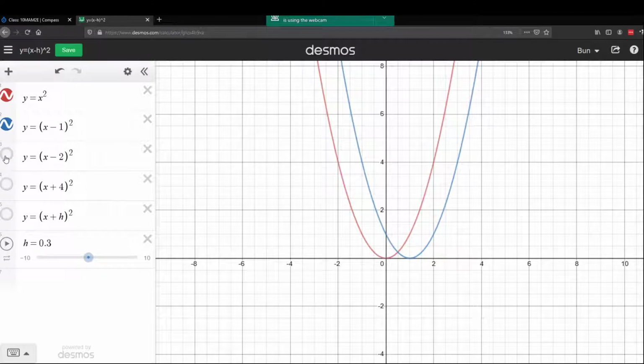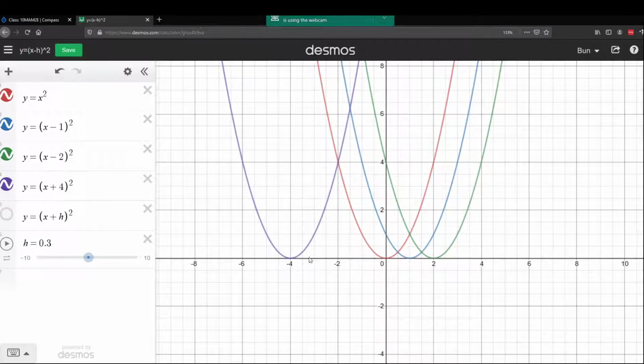Let's do another one. We have (x minus 2) squared. As you can see here, it has moved 2 units towards the right. And if I go +4, hopefully you can have some idea where that goes. I'm just going to plot it. And it has moved 4 units to the left.